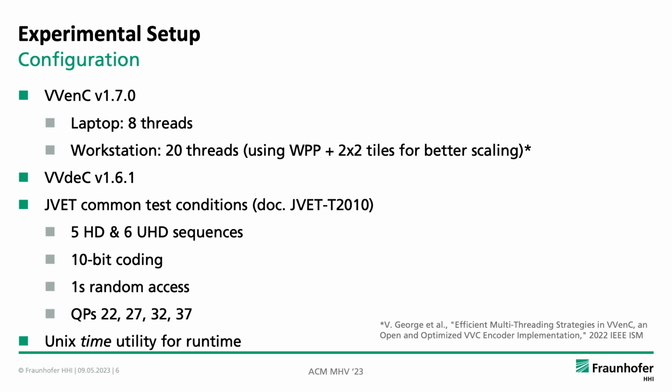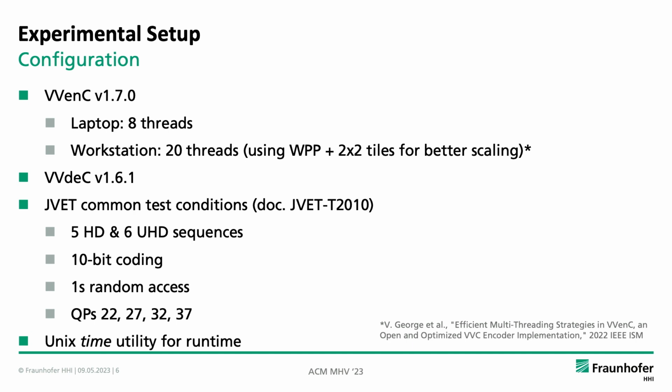For the encoder configuration, VVenC, we used version 1.7. The current version is 1.8, but it's just incrementally getting faster, so the results here are pretty representative of the current version. For the laptop, we used 8 threads when encoding, and on the workstation, we used 20 threads.